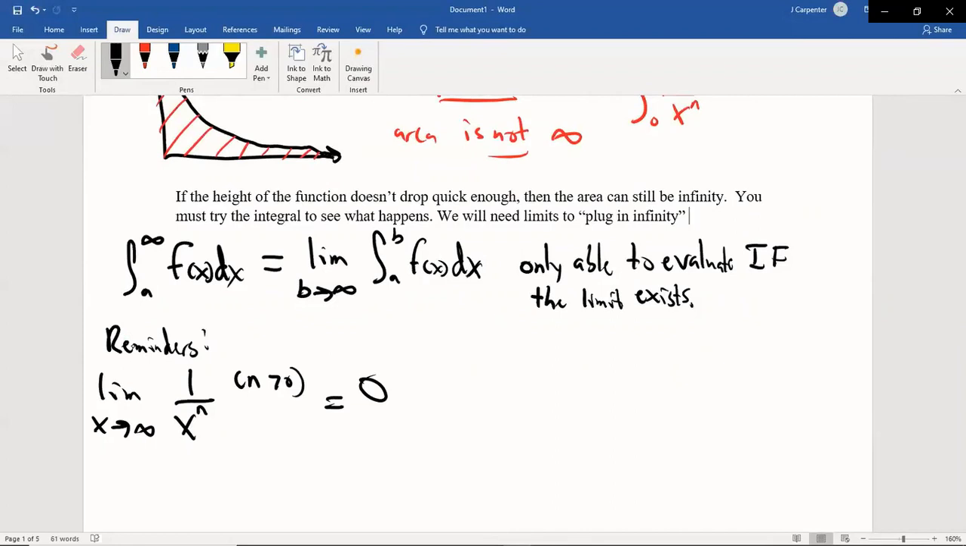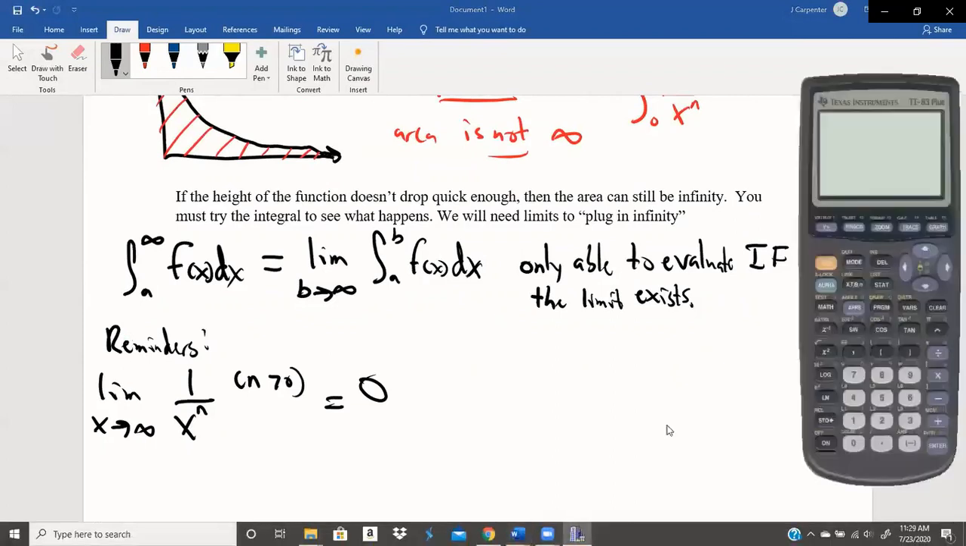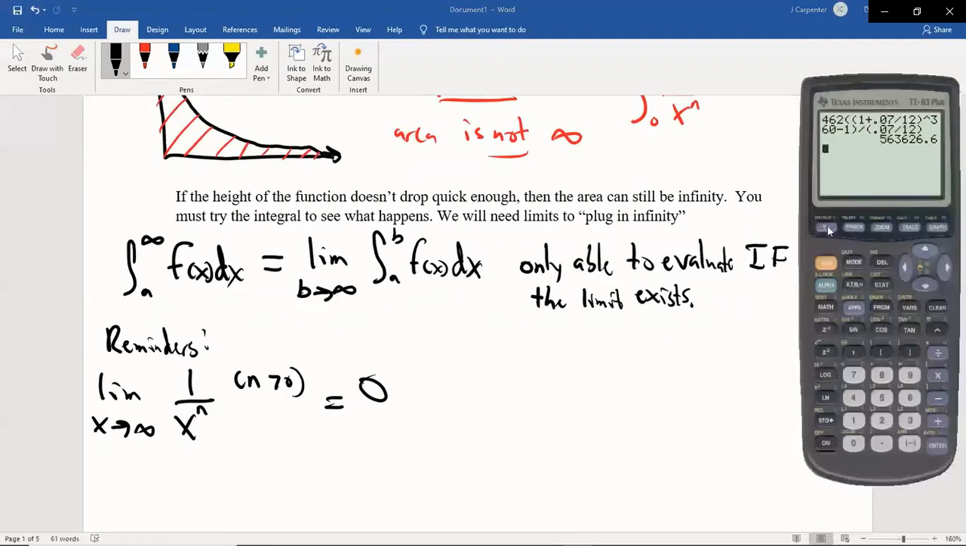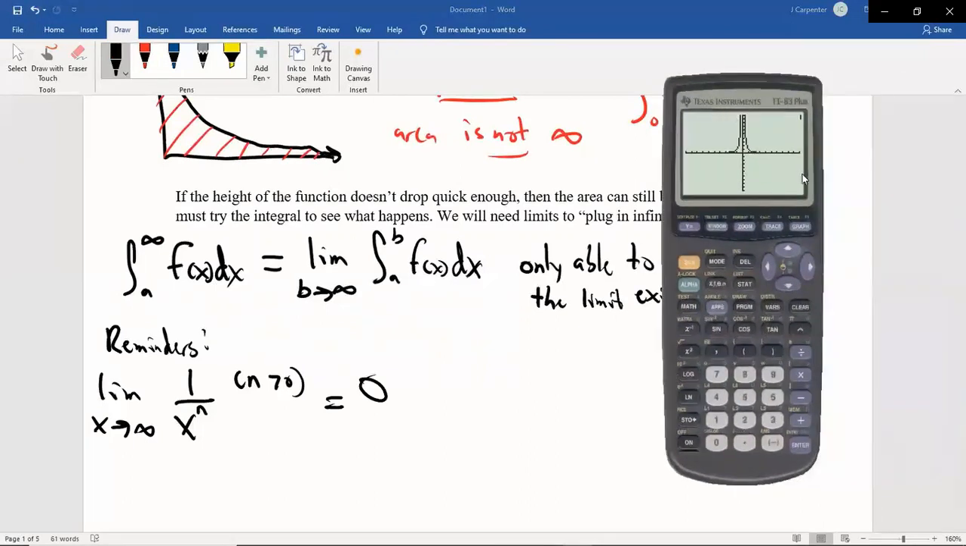You can see this graphically. Just do 1 divided by x squared. Again, I'm picking a particular n, but the bigger you make n, the more obvious this becomes. Look at this. As your n gets bigger, this thing just goes to 0. It goes to 0 very quickly, in fact.